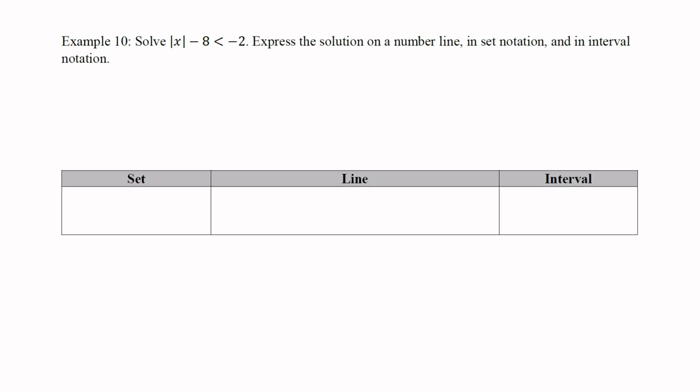For this one, we have to first take our minus 8 after the absolute value and add it to each side. So it gives us the absolute value of x is less than 6. We can split this into two statements, x is less than 6 or x is greater than negative 6. And since we have a less than statement behind the absolute value, we are going to use an and statement.